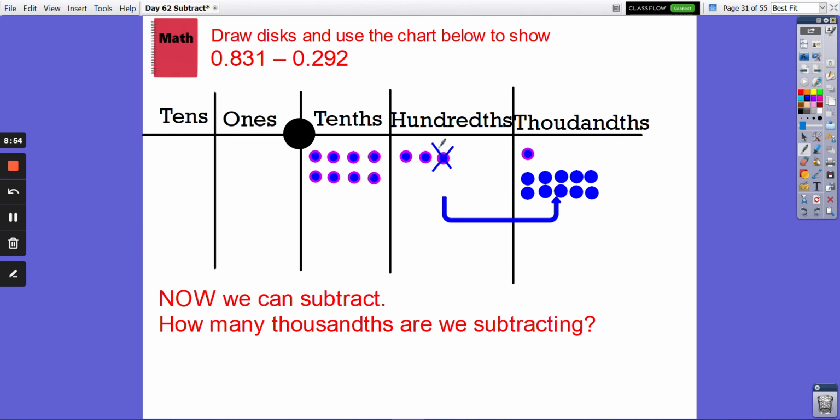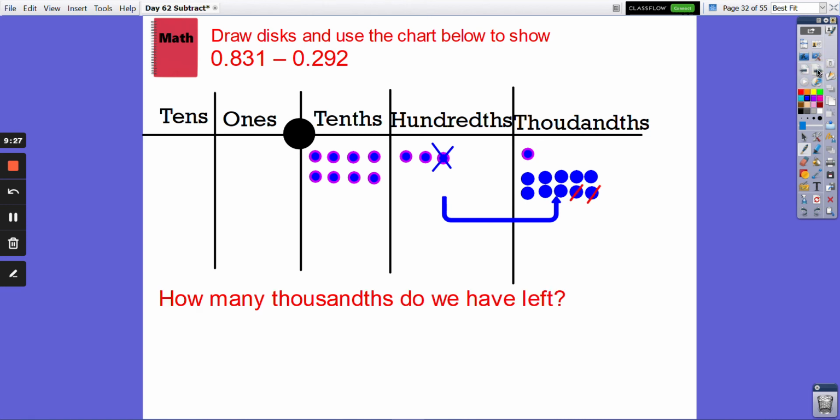I'm going to take one of these hundredths, which from our place value knowledge, we know that 1/100th is worth 10 thousandths. We can't write that if we were using the digits, but because I'm using a place value chart, I can draw these discs to show that regrouping. Okay, now that I have 11 in the thousandths place, I can subtract. I'm going to subtract 2 thousandths and cross those off. How many thousandths do I have left now? Well, 11 minus 2, that gave me 9.